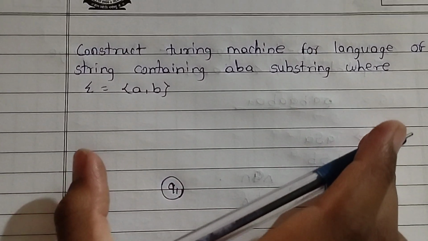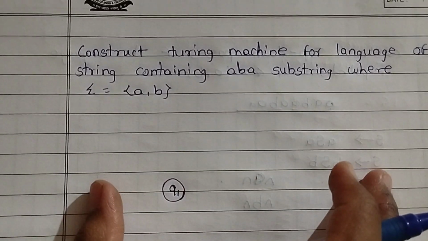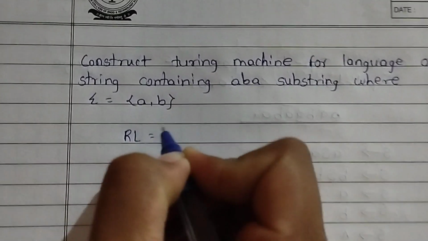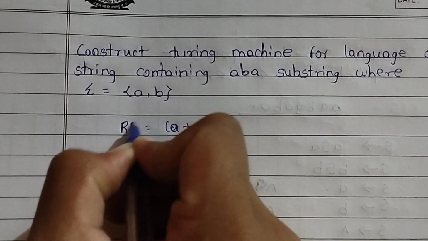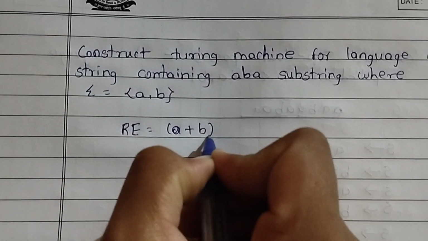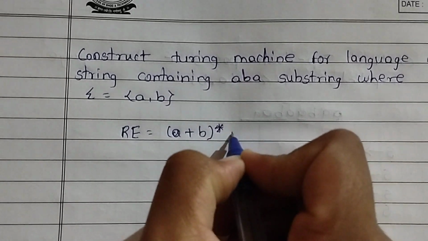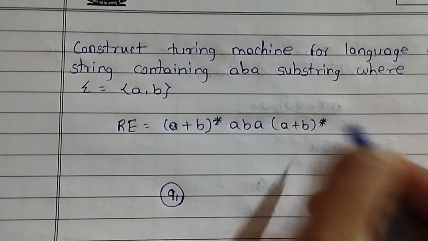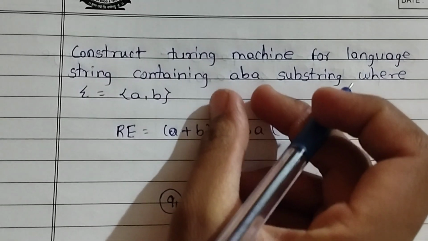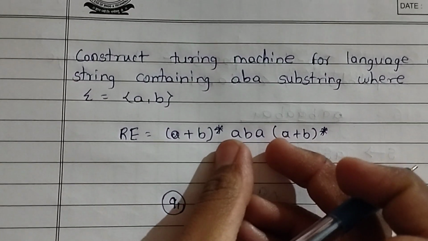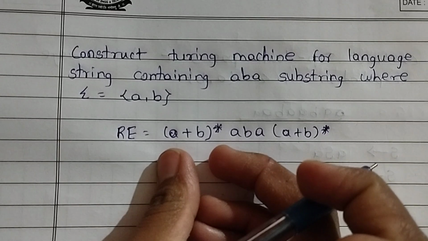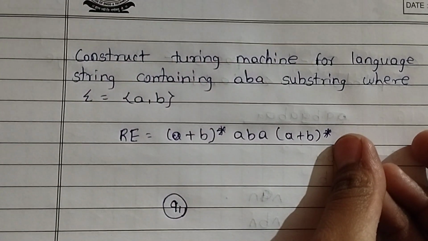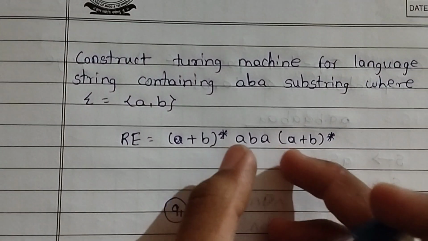Before that, we see the regular expression for this. Let's suppose the regular expression is A plus B star, ABA, and A plus B star. Here we only want the substring ABA. It can be at the start of the string, in the middle, or at the end. No matter, we only want the ABA substring.